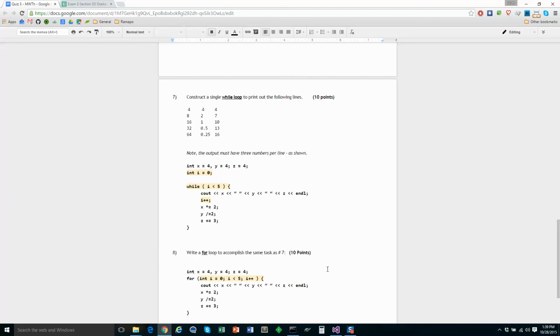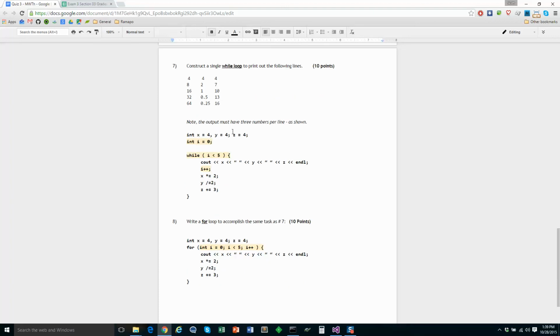For number 7 and 8, I gave a lot less partial credit, particularly if you were unable to construct a while loop or for loop. They both really are two sides of the same coin. Construct a single while loop to print out the following lines. And I gave you a series of numbers. I'm sort of begging you here to use the methods that I talked about in class. I'm asking you to print out a pattern of numbers.